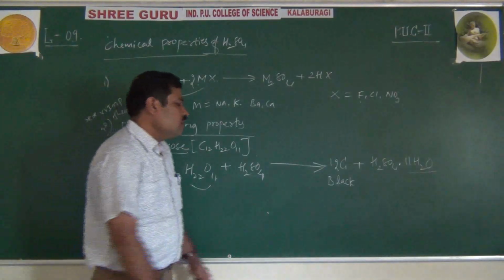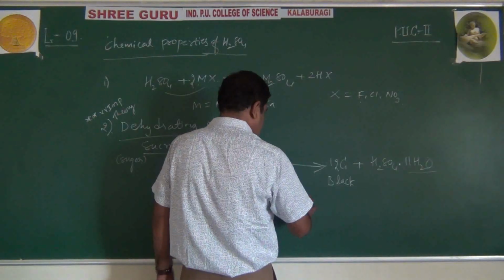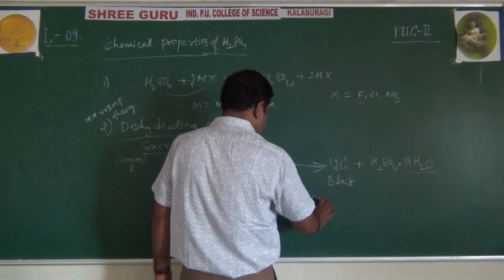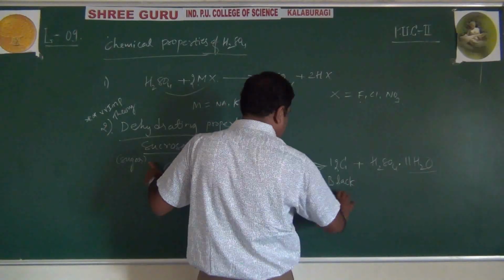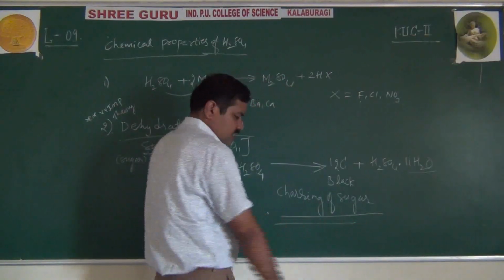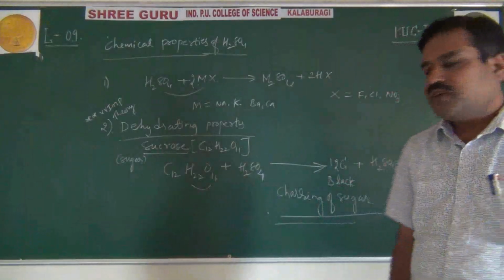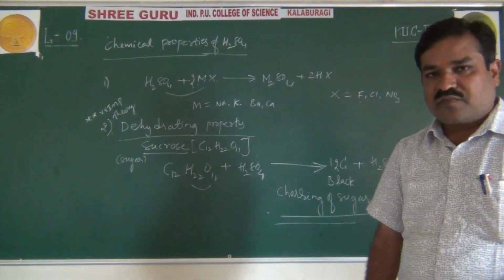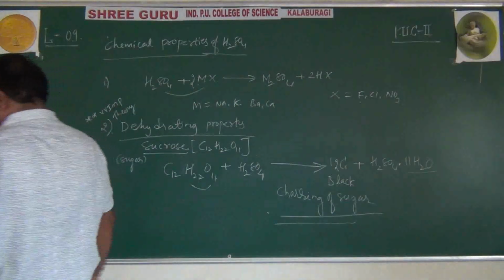Now what is this called? Charring of sugar. This process of converting white sugar into black carbon is called charring of sugar. If the question asks you to explain charring of sugar, it is nothing but the dehydrating property of sulfuric acid. Remember. Not only this, another dehydrating example can also be given.